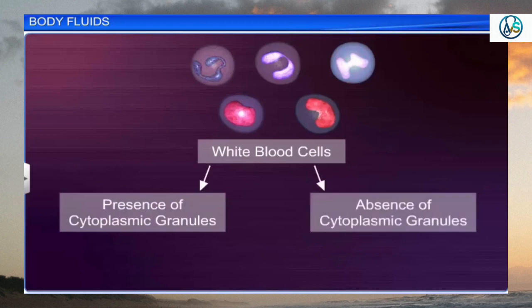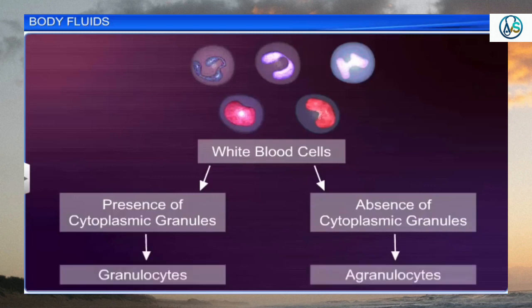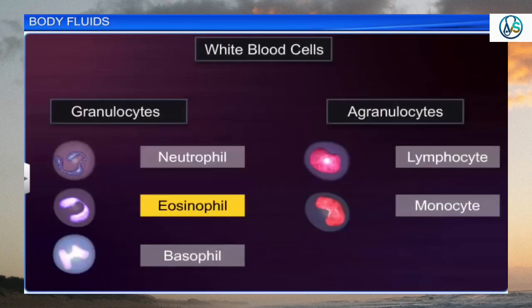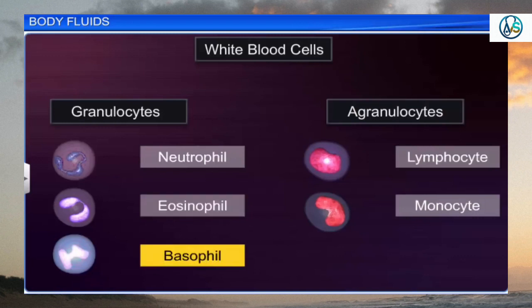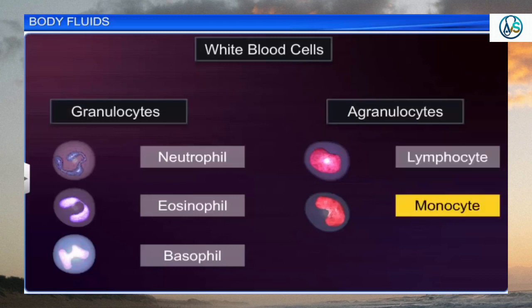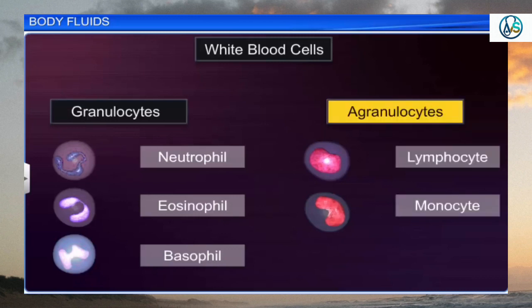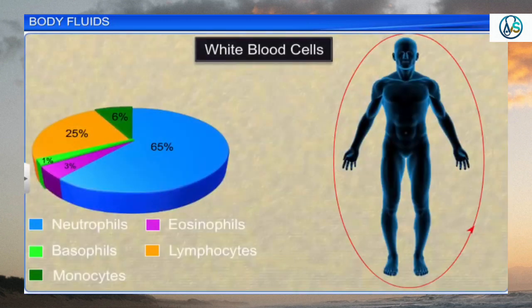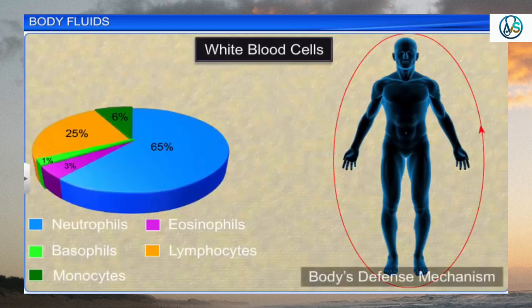Based on the presence or absence of granules in their cytoplasm, these cells are further grouped as granulocytes and agranulocytes respectively. Neutrophils, eosinophils, and basophils are called granulocytes, while lymphocytes and monocytes are called agranulocytes. The chart displays the composition of different types of WBCs in blood. Each of these cells has a specific function in the defense mechanism of the human body.